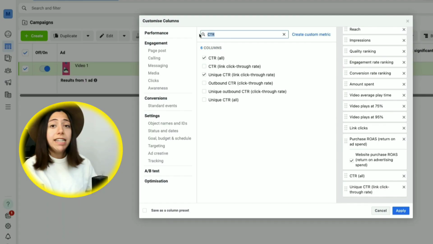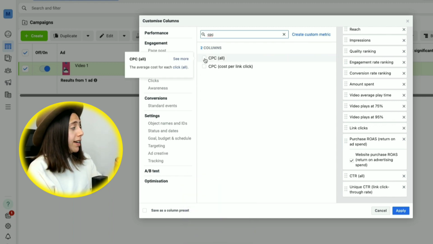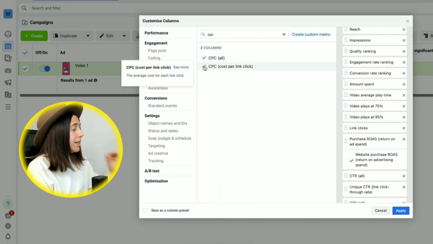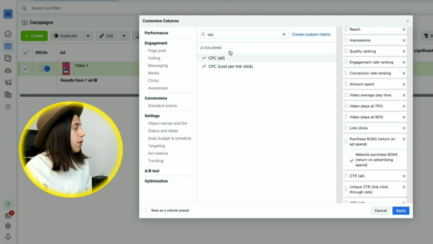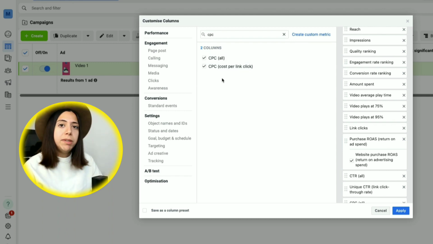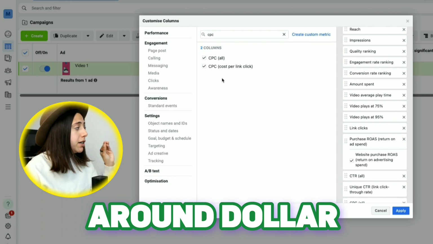Now, the next metric I like to look at is CPC. So again, we have CPC all and CPC cost per link click. What CPC stands for is your cost per click. So how much it's costing you to get a click on your ad, all over your ad, the comment section, the like, all of that, and how much it's costing you to get a link click. So obviously over here, CPC all, you can aim for around $1 or less, and CPC cost per link click as well.